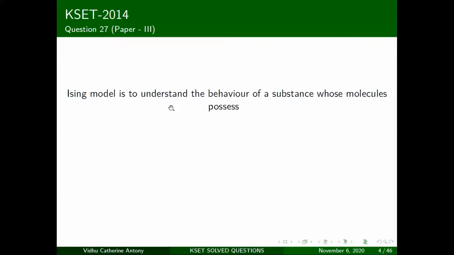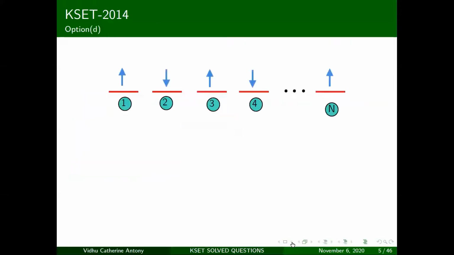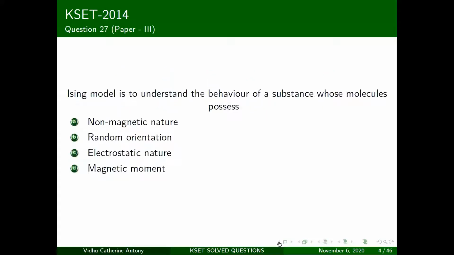The Ising model is used to understand the behavior of a substance whose molecules possess what? Non-magnetic nature, random orientation, electrostatic nature, magnetic moment. What your electron is basically, it's a tiny magnet. So let's look at the electron as a tiny magnet.